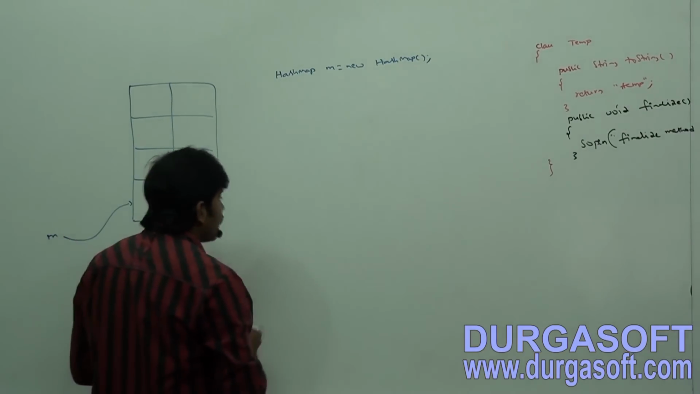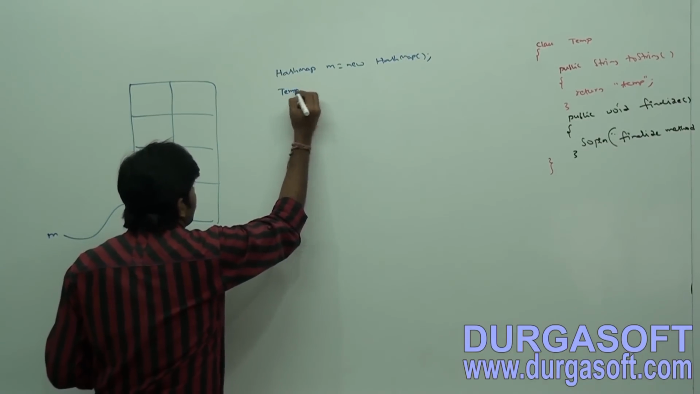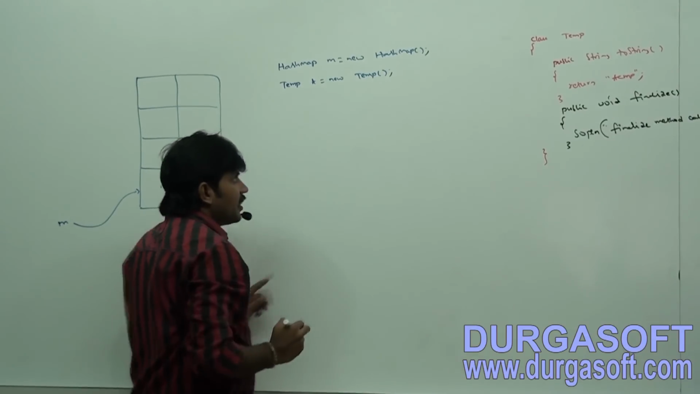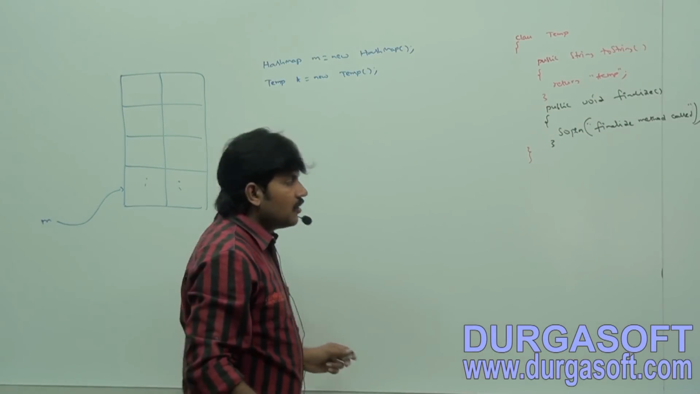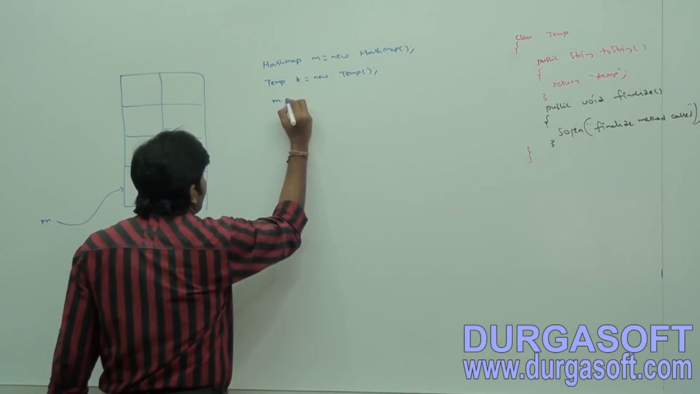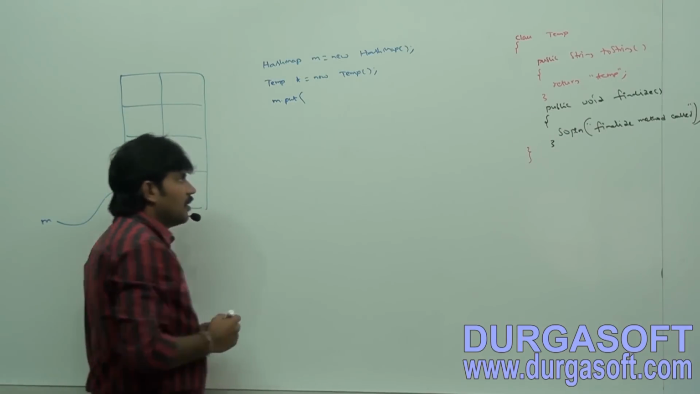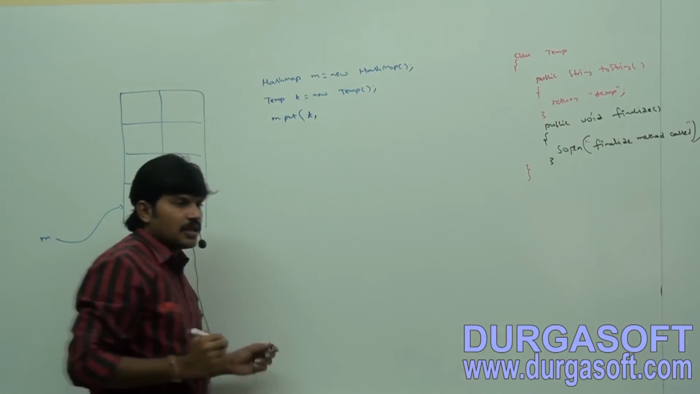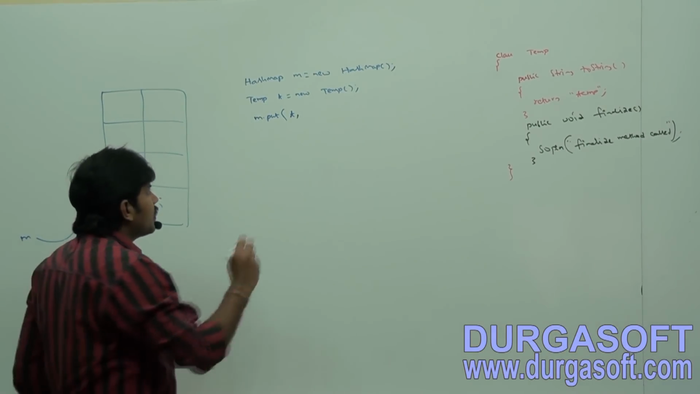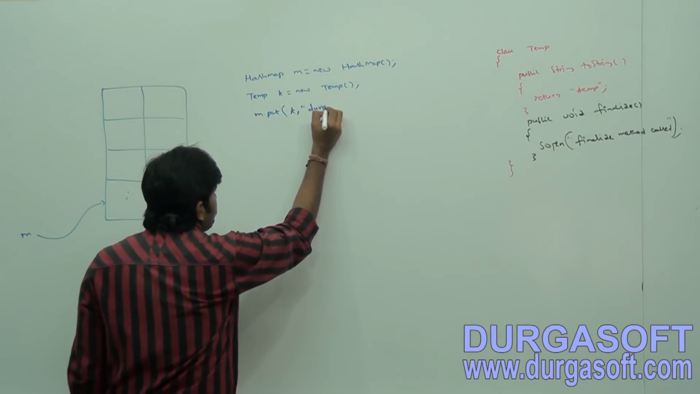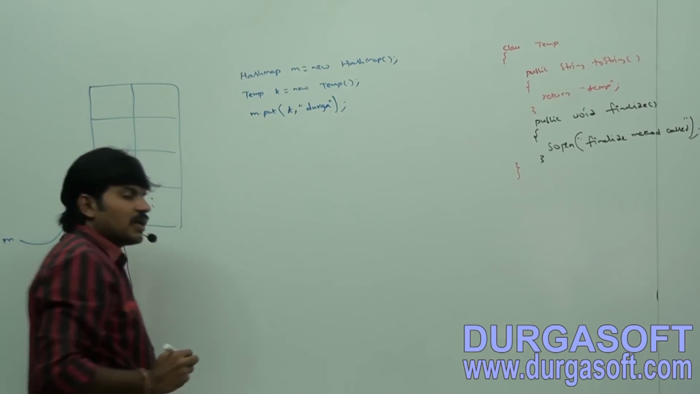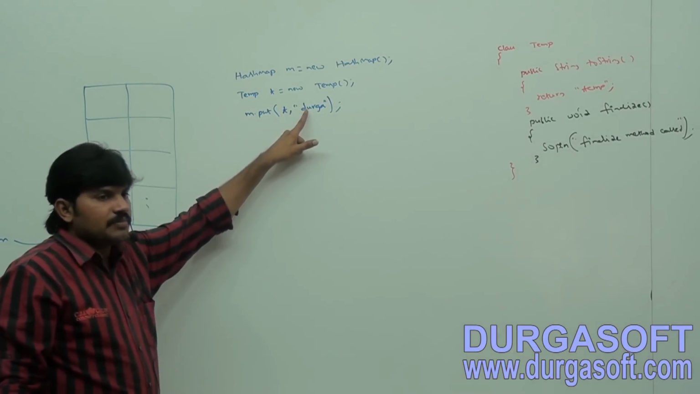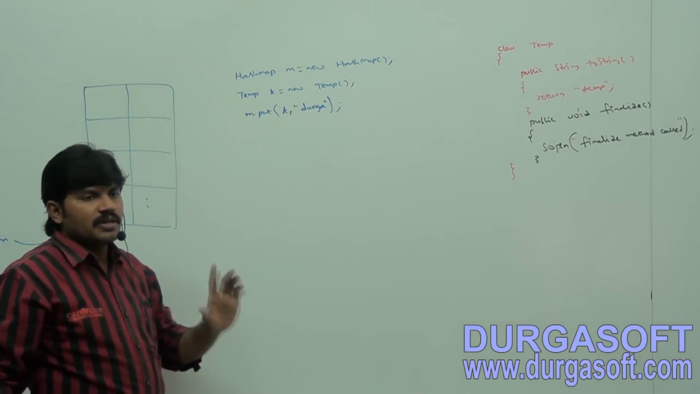Now let me create one temp object. Temp t = new Temp(). I created an object of this class, the Temp class. Now m.put(t, "Durga"). Here t is the key and the value is Durga. Key can be any type of object, and value can be any type. Of course, in this case, the temp object is the key and Durga is the value.